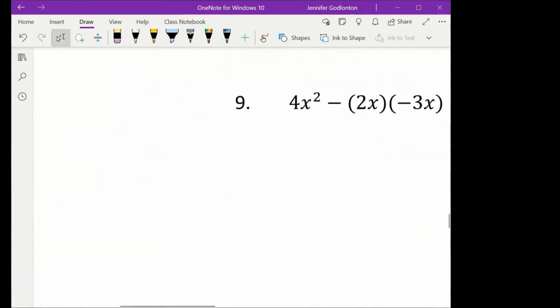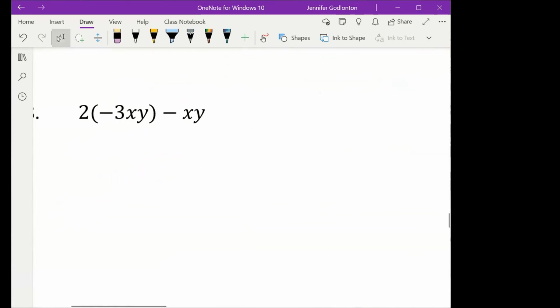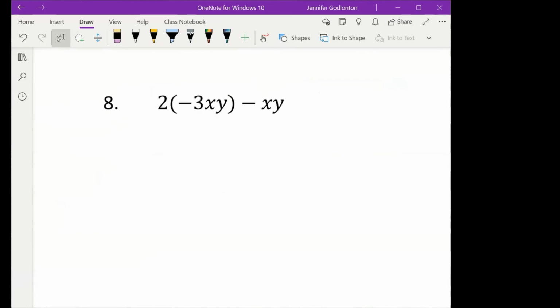Okay, let's try another one. I want you to try and think about what we spoke about now. So, signs, numbers, variables. I want you to think about how many negative signs you've got here. You've got 2 negative signs. That's an even number of negative signs. So think about what that means.